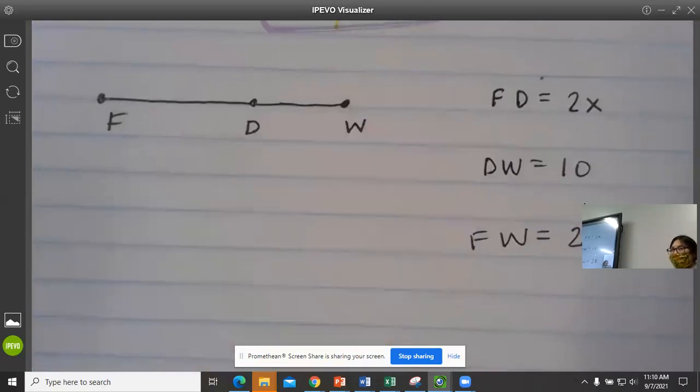So you're gonna label from F to D 2X, from D to W 10, and then from F to W 28. And then I'll put a check on your paper. Eventually, not right now, but you'll take a picture of it. You'll send it to me on Remind on Thursday. I'll be able to see the checks, and that will be extra credit to your grade. Okay, everybody understand that part?